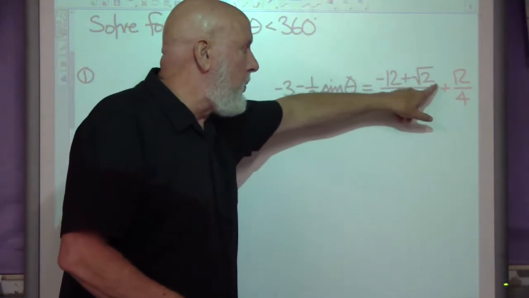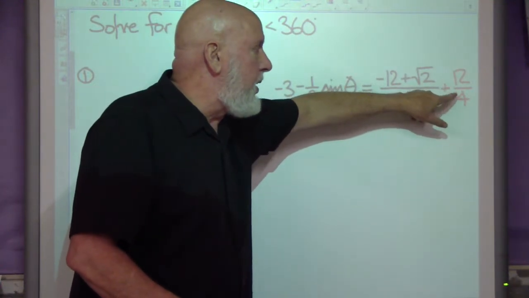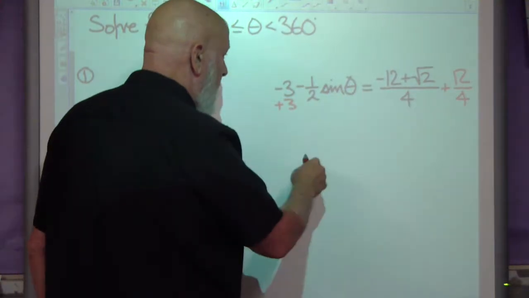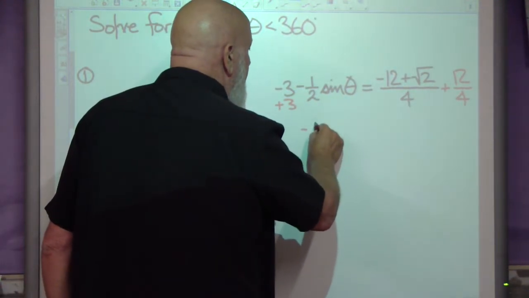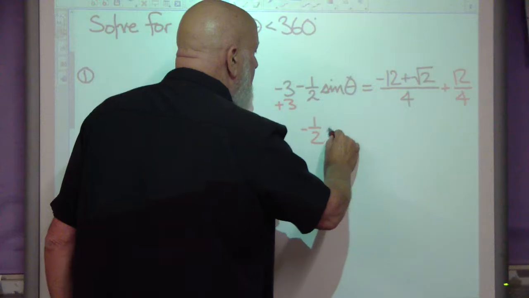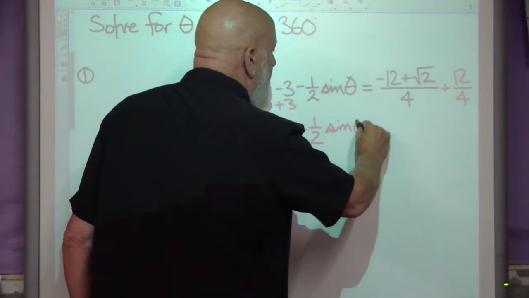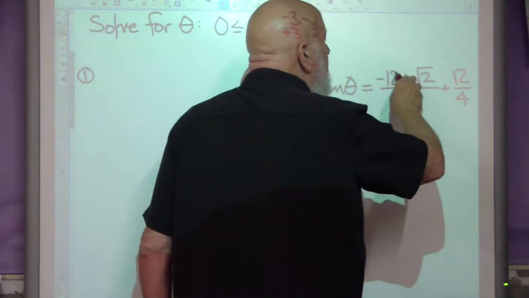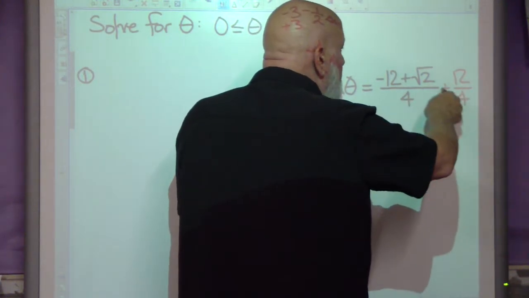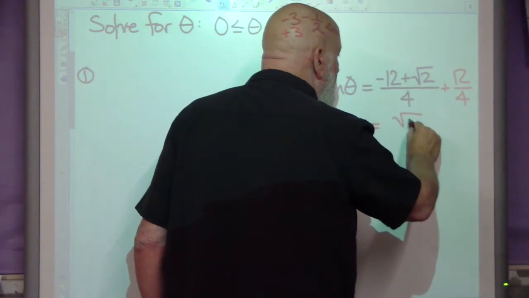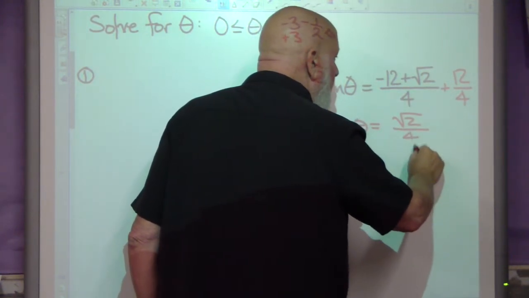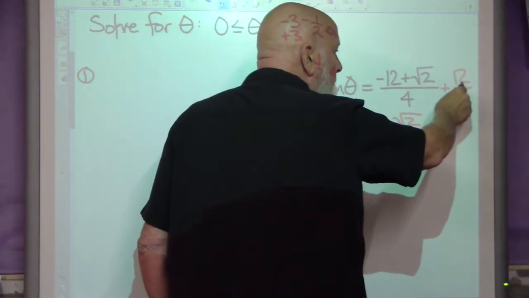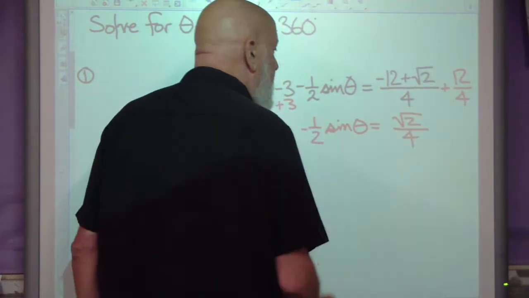You can just put this in your calculator, and say plus 3, and it will do all the arithmetic for you. I'm just going to do it old school. This will yield -1/2 sine theta is equal to, I have common denominator, so I'm going to add my numerators. This will be -12 plus 12 is 0. So I'm left with radical 2 over 4. You leave the denominator the same and add the numerators. If I add these numbers, the 12s cancel out, and I get radical 2 over 4.